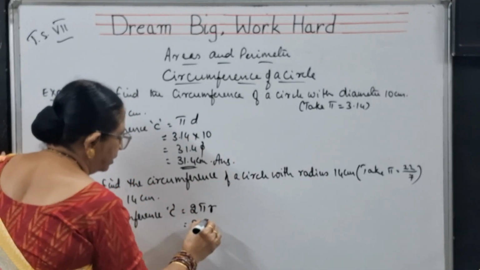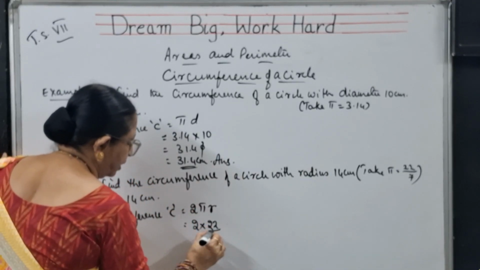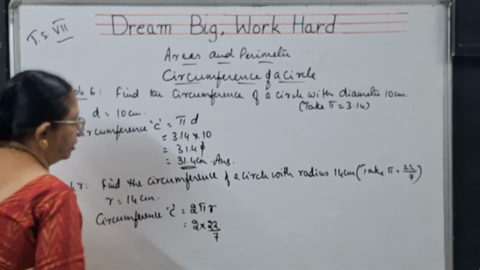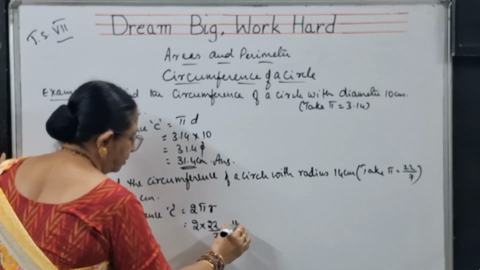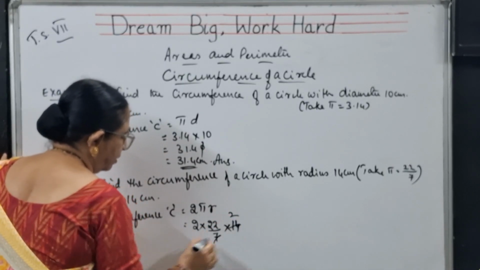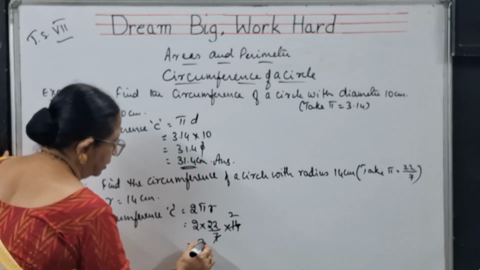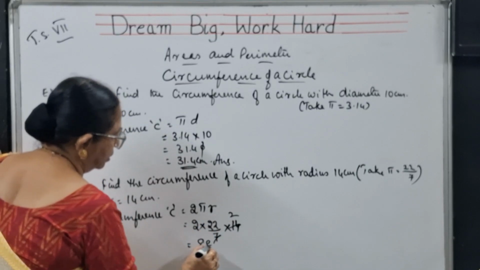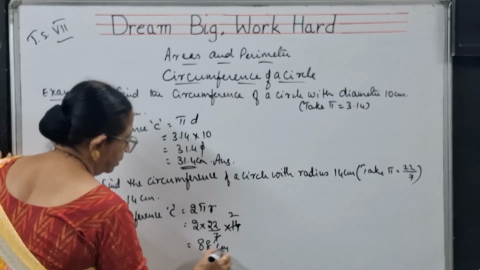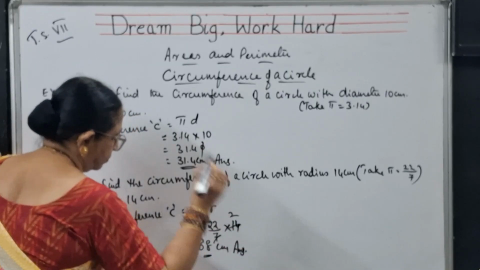Now I need to take it as 22 by 7, because they asked us to take it as 22 by 7 into radius is 14. 7 1s are 7, 2 2s are 4. 4 into 22 is 88 centimeters is the answer, children.